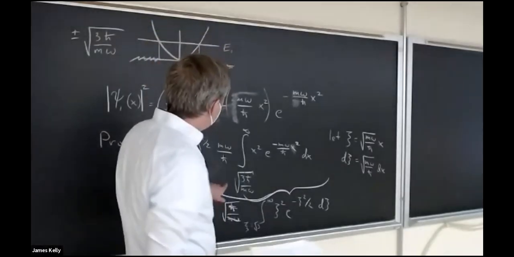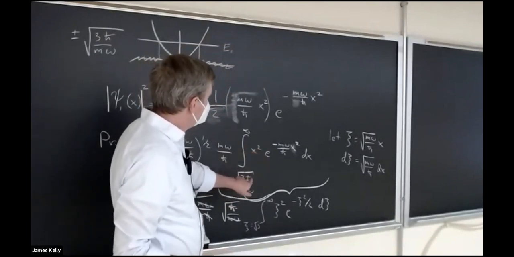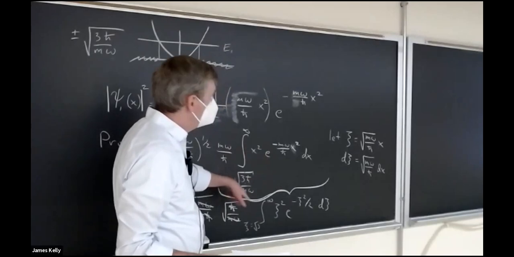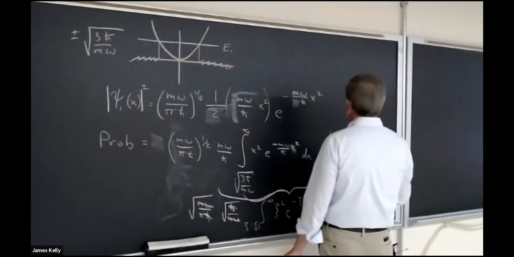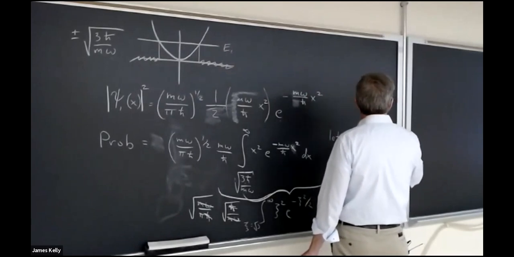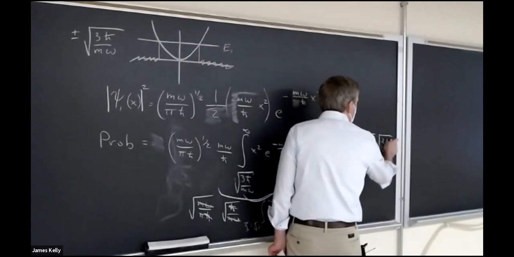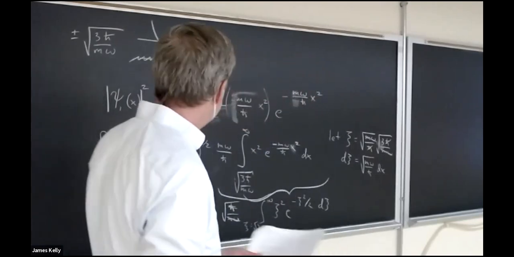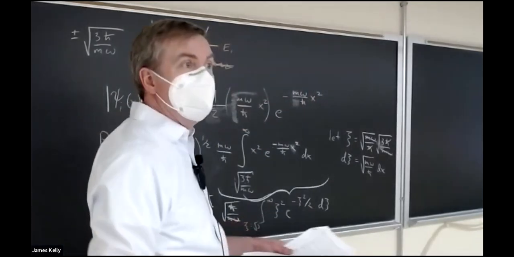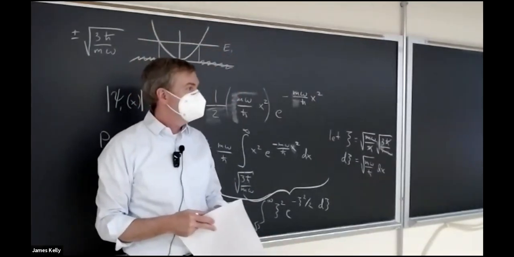When we change variables, u substitution, we say when x is this value, what is my u, or what is my xi here? So when I plug in x equals √3 h bar over m omega, here's what xi is. All those symbols cancel out, and we're just left with the square root of 3.